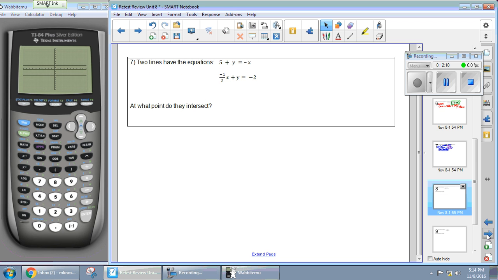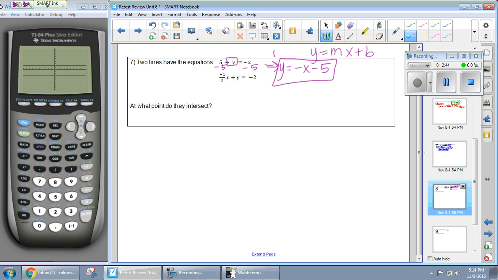Number 2. Two lines have the equations 5 plus y equals -x and -1/2 x plus y equals -2. At what point do they intersect? So again, we have to put these in y equals mx plus b format, our slope-intercept form, so we can put them in the calculator. For this one, to get y by itself, the only thing I need to do is move that 5. It's a +5, so I'm going to subtract it from both sides. This becomes y equals -x minus 5 for my equation 1.